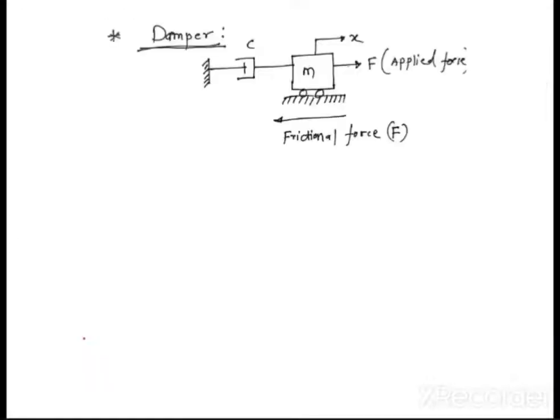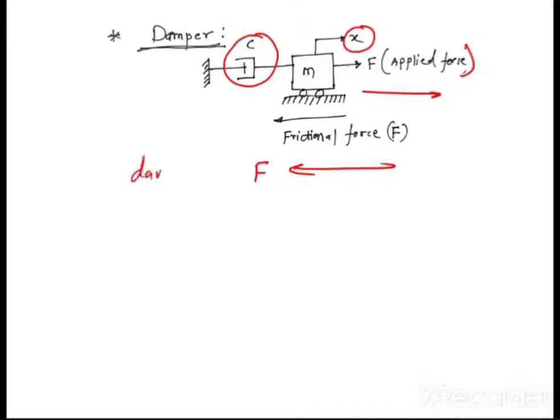Now let me consider a diagram. Let us say this is a damper, and you are applying F as the applied force. You know that x, the displacement of the mass m, will be in the direction of the applied force. What is this C? C is nothing but a damper. This frictional force is called the damping force F, and this damping force F is equal to Cx dot. This damping force will oppose x or oppose the applied F. Means what? This damping force is trying to bring the system to its equilibrium position.